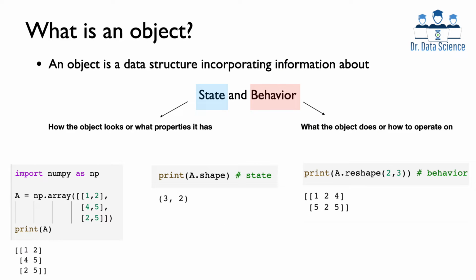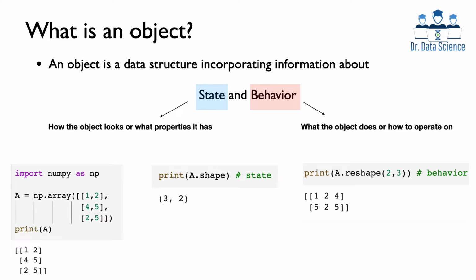Let's start with this question. What is an object? An object is a data structure incorporating information about state and behavior. What is a state? A state tells us how the object looks or what properties it has. On the other hand, behavior tells us what the object does or how to operate on the object.